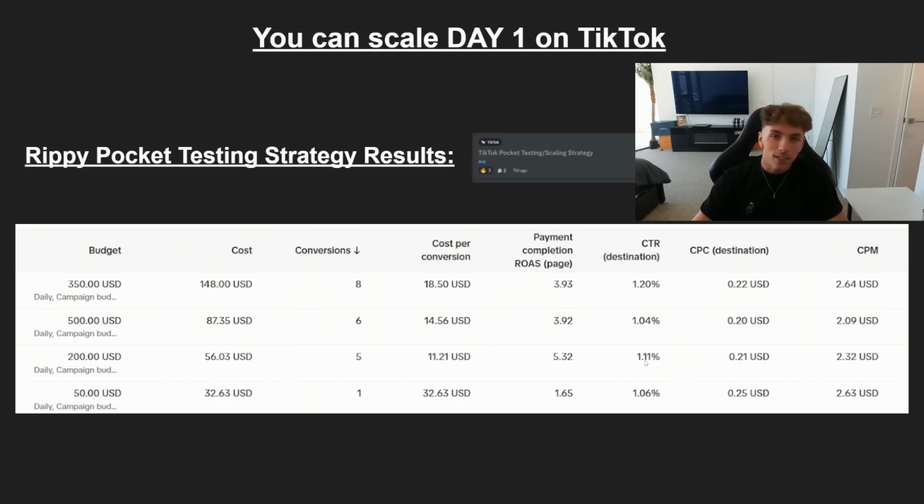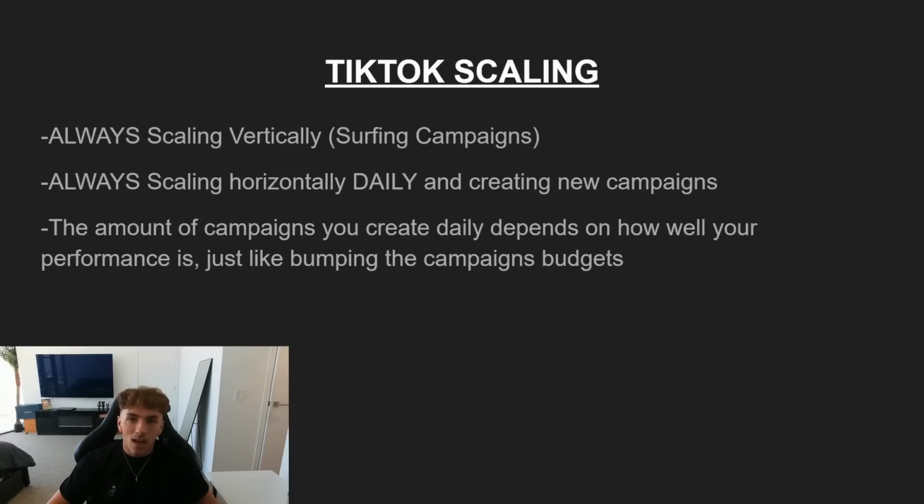You guys can see here in this product that I scaled, I used that same exact testing strategy that I just showed. I just had 4 campaigns instead of 3. On day one, I started getting a lot of sales. All these campaigns started out at $50, so I just started increasing the budget on them as long as I started getting sales coming in. The key to scaling on TikTok is you're scaling horizontally and vertically at the same time. You're increasing your campaign budgets while also duplicating your campaigns and making more of them day by day.